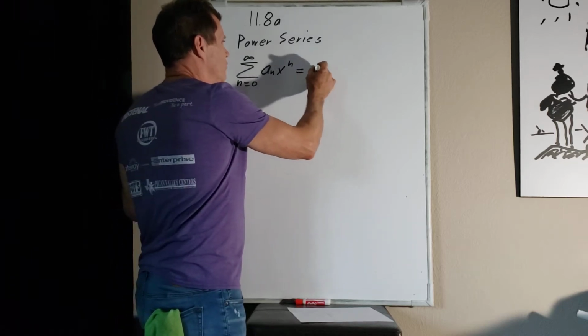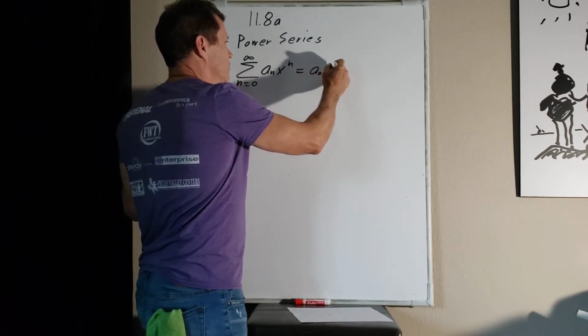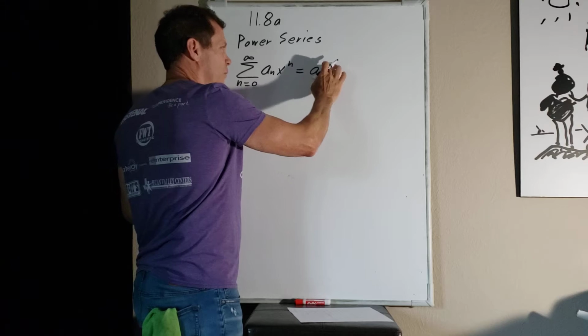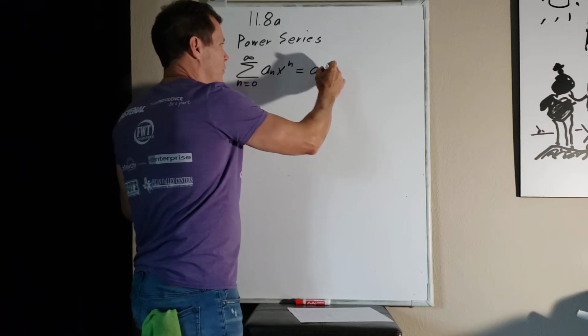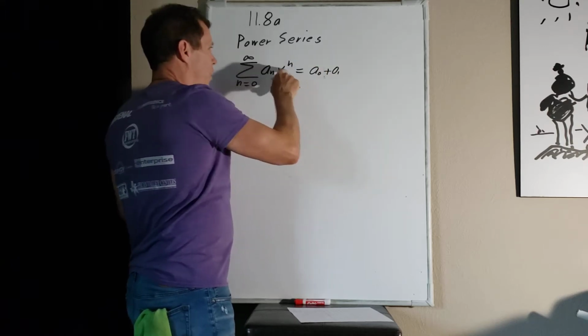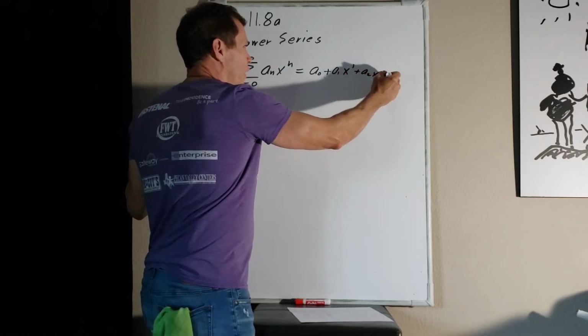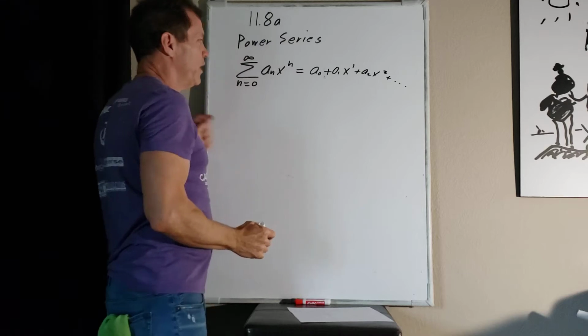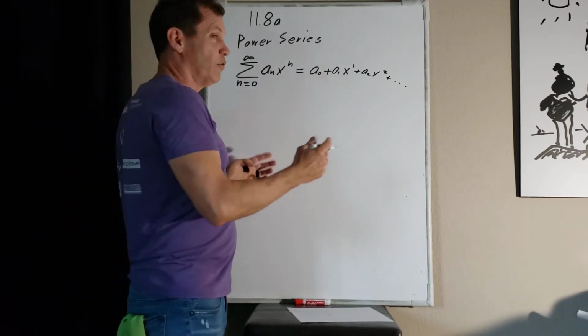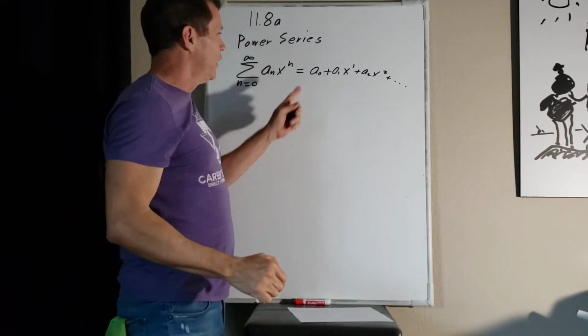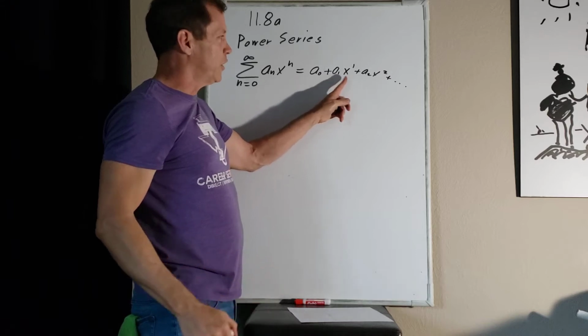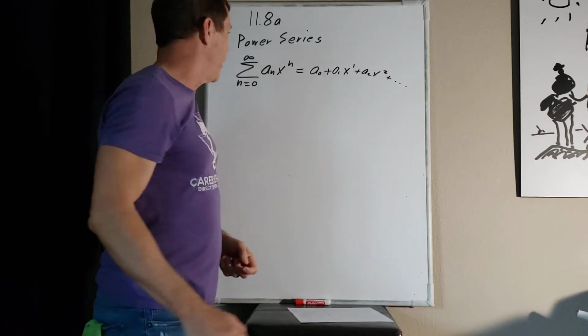Now, if we look at that, that's going to be a0 times x to the 0 power, but x to the 0 power, that's just going to be 1. So that'll be a0 plus a1 times x to the 1 power plus a2 times x squared plus dot, dot, dot, and goes on forever. And you see that's a polynomial. It's not a normal one, it's an infinite polynomial. And so here's your constant, here's your first degree term, your second degree term, and so on out.